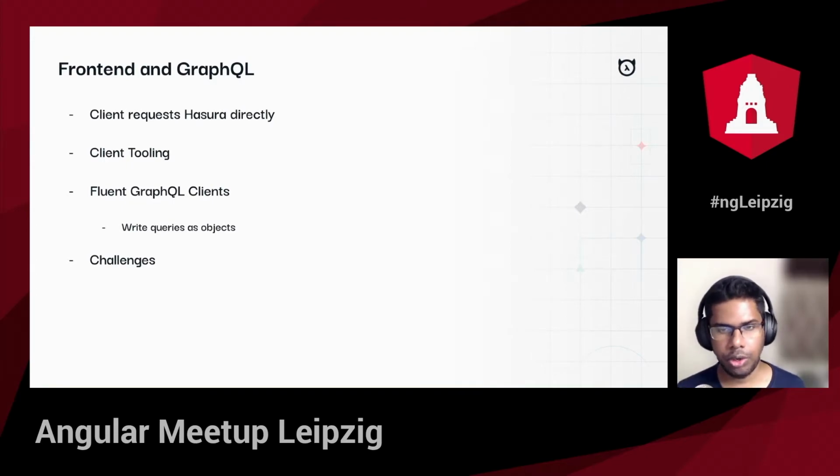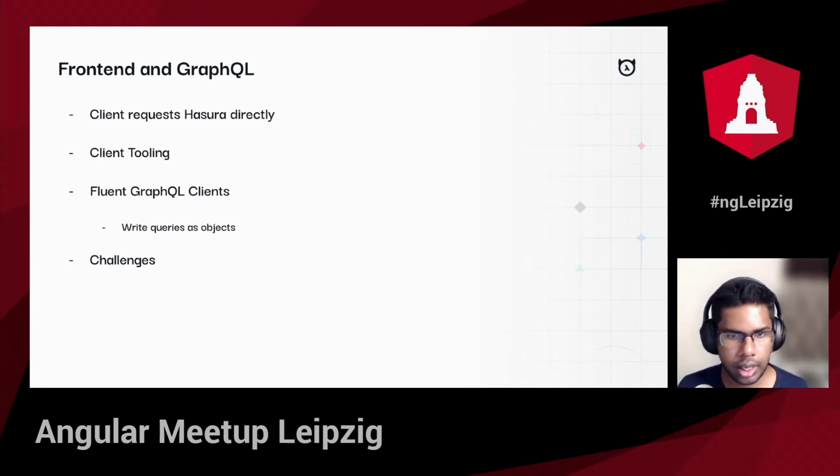Because at the end of the day, what you do with GraphQL is you send a post request to a HTTP endpoint and you get back a response in JSON. That's what most GraphQL implementation providers do these days, including Hasura, which is standard JSON responses and JSON query in from the front end.